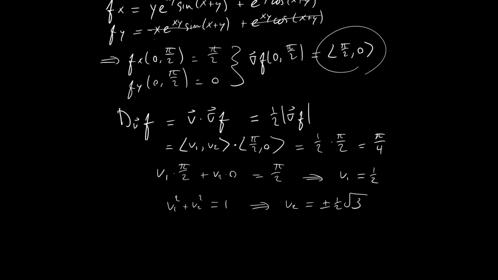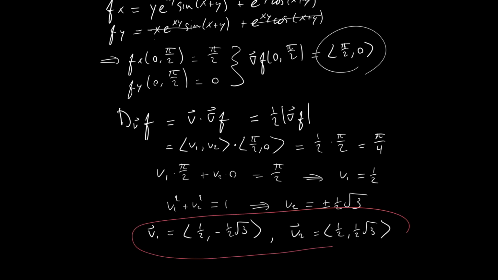So the vector v1 is (a half, minus a half square root of 3), and then the vector v2 is equal to (a half, plus a half square root of 3). All right. So that concludes this question, and the answer here are those two vectors.